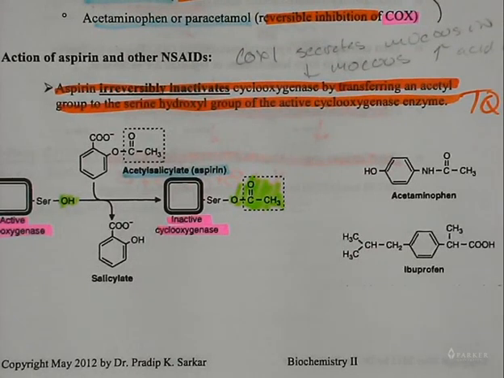Aspirin irreversibly inactivates COX by transferring an acetyl group to the serine hydroxyl group of the active COX enzyme. COX has a serine hydroxyl group available, and aspirin acetylates it. Here's your active COX with a serine and an OH group, because serine is an alcoholic amino acid. Aspirin, acetylsalicylic acid, drops off an acetyl group, becomes just salicylic acid, and permanently adds an acetyl group to that COX. That COX is permanently inhibited, which is why they have you on aspirin as a long-term blood thinner, because it reduces your endogenous synthesis of COX.